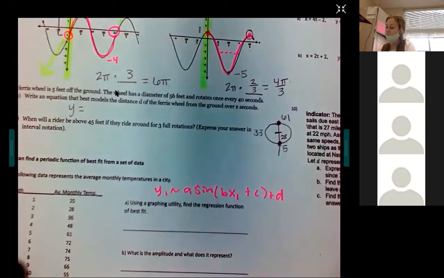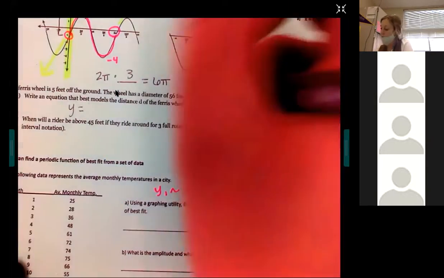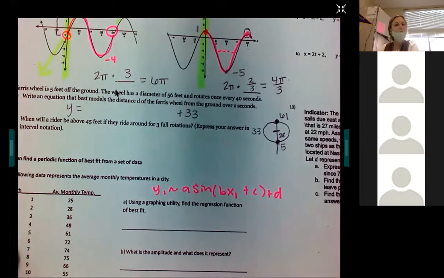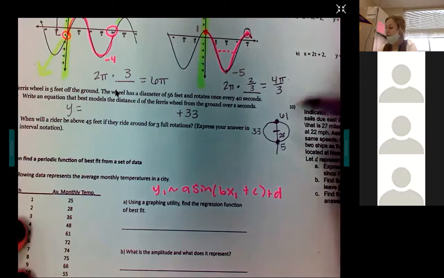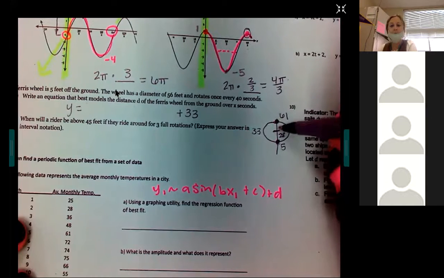So if we're writing an equation, it would be y equals, we know the midline is 33. Somebody tell me what else we know. What's the amplitude, Katie? Good. It goes 28 up and down from that middle. So the amplitude is 28.